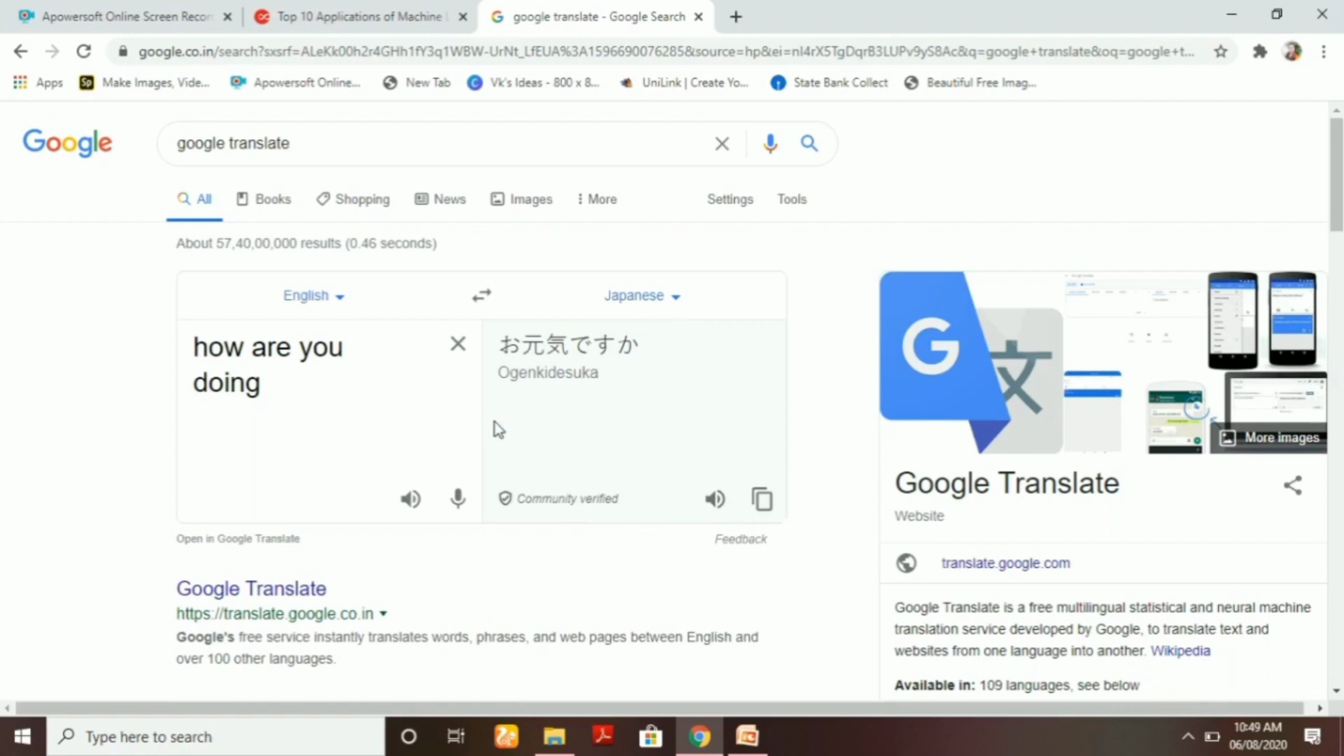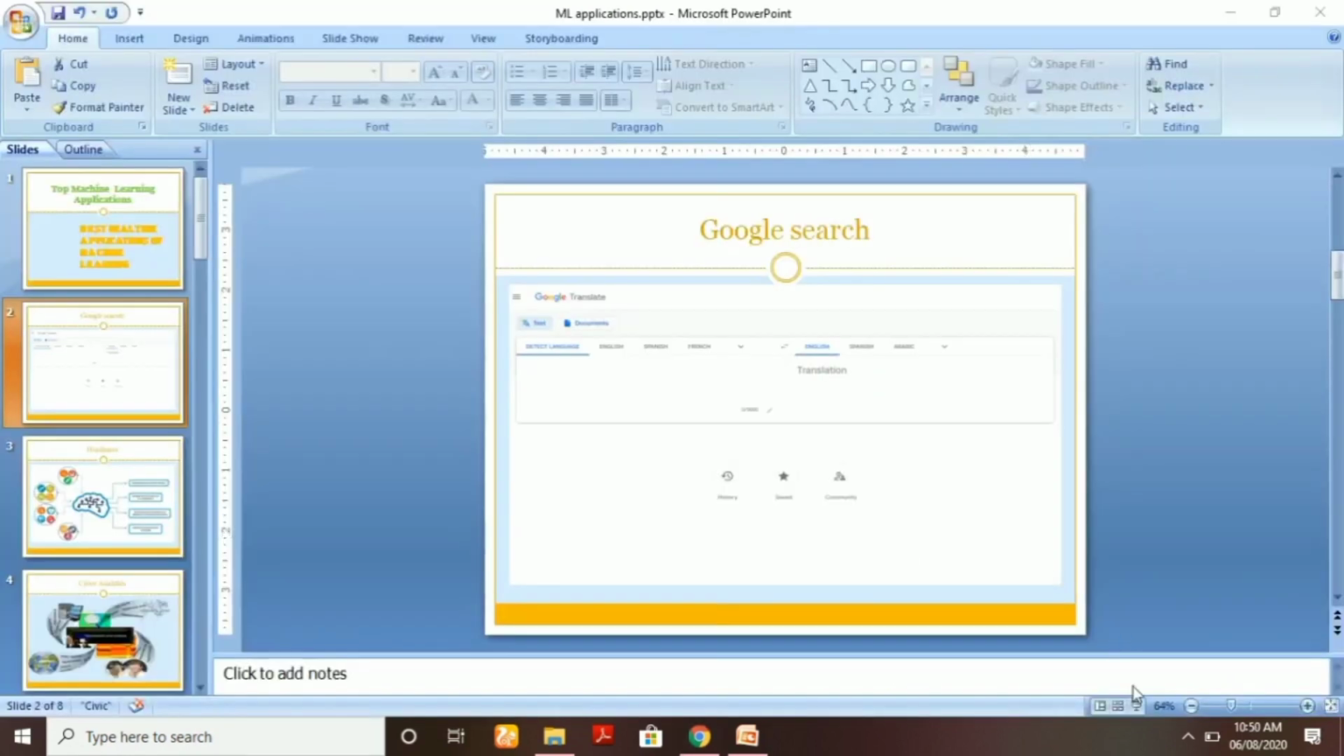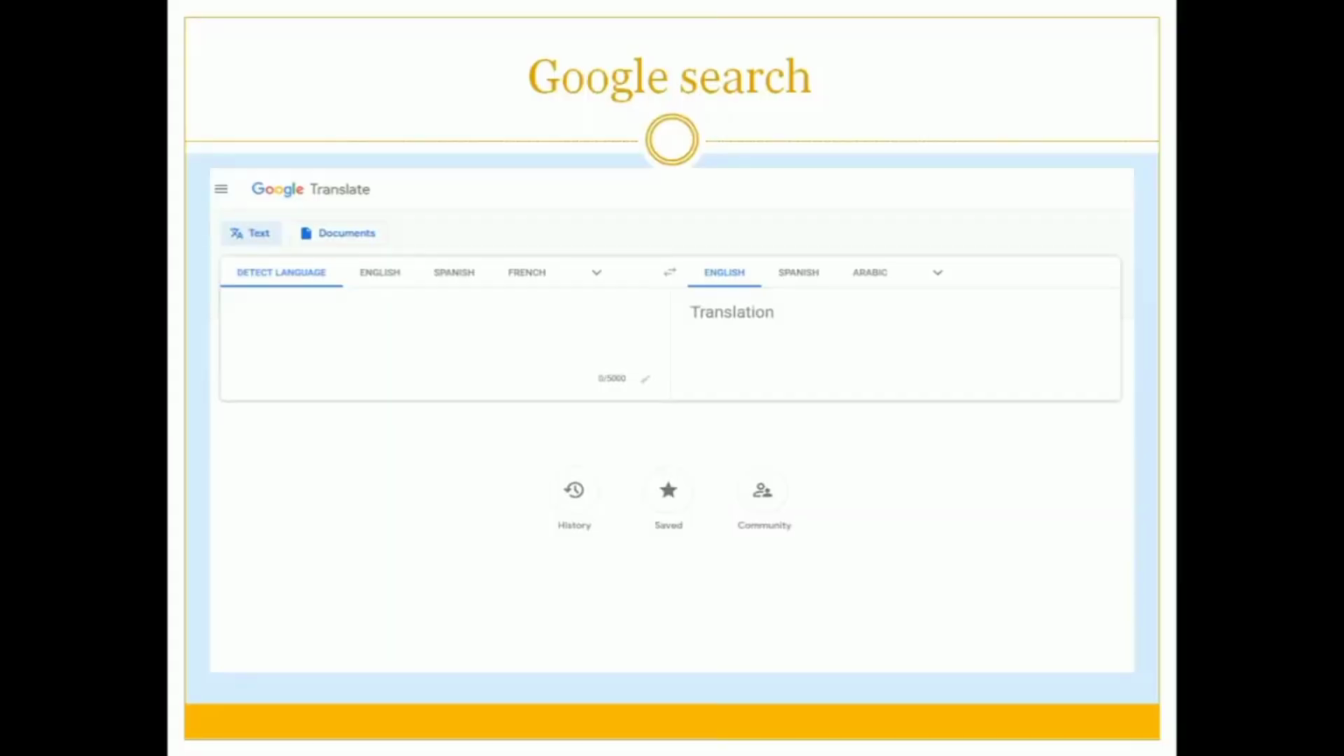So how has this happened? It is a part of machine learning. Here machine learning is incorporated and easily, from one language to another language, the text is being translated. So this is the best example of where in daily life we use machine learning.